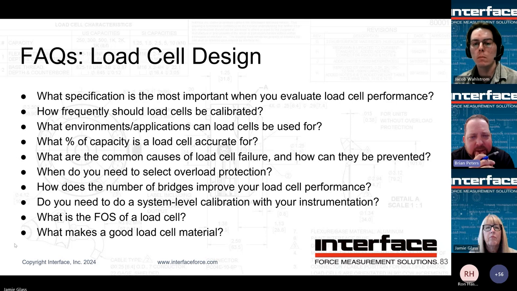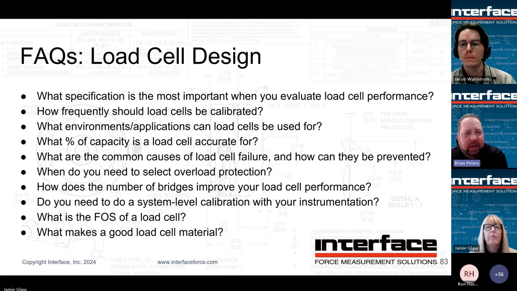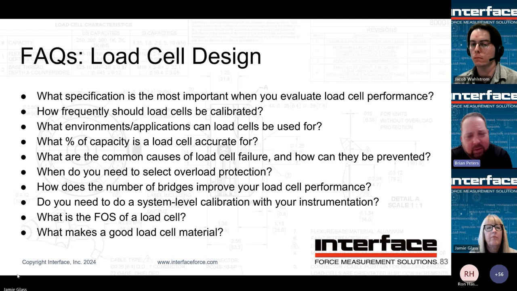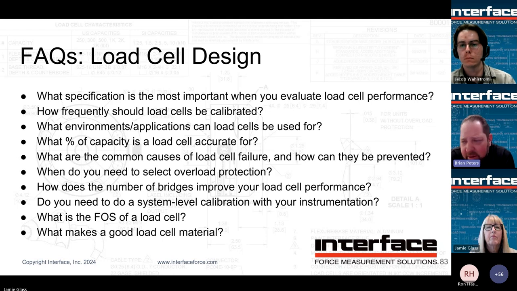What environments, applications can load cells be used for? Well, I'll answer that one. I guess pretty much anything. We've got, as mentioned, vacuum rated for space. We've got load cells for oil and gas downhole applications that can be subjected to 30,000 psi with, you know, a couple percent type error influence. So it really just depends. We can accommodate most environments and most applications as long as it's communicated and known up front.